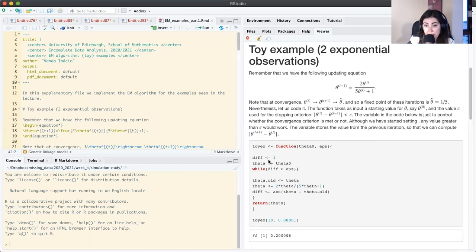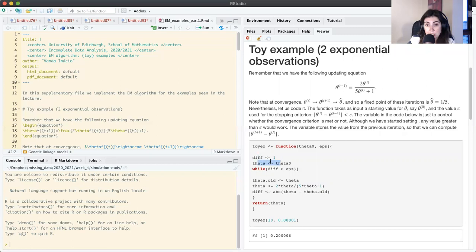And as in the numerical methods, basically I've created a function. This diff variable is just for controlling the convergence criterion. So we will iterate until the absolute value of the difference of consecutive iterates is smaller than epsilon. As I have said in the video about the numerical methods for MLE, any value of diff greater than epsilon would work.